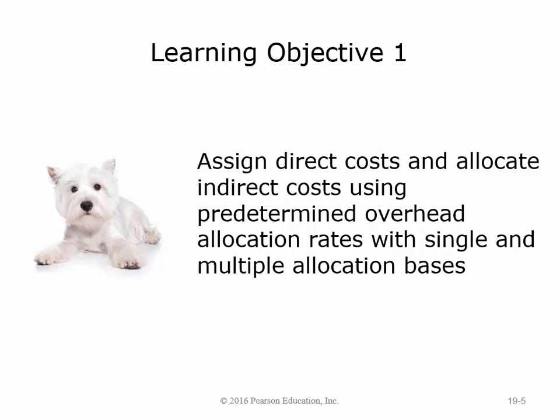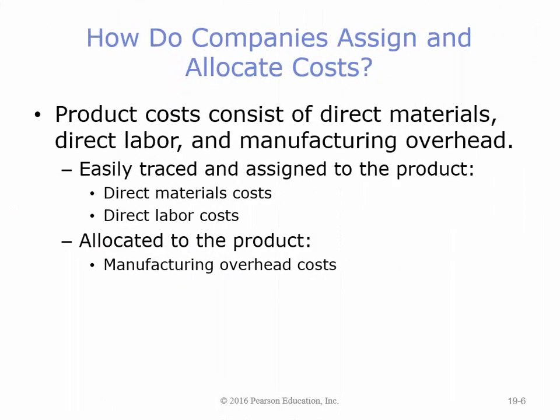All right. So the first thing they want us to cover is assign direct costs, allocate indirect costs using predetermined overhead allocation rates. So this is stuff we've already done. So the concept won't be new, okay? We already know that we have direct costs, direct materials, and direct labor, and then we have overhead.